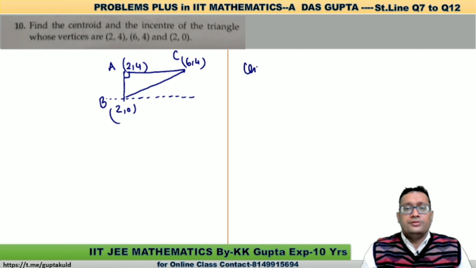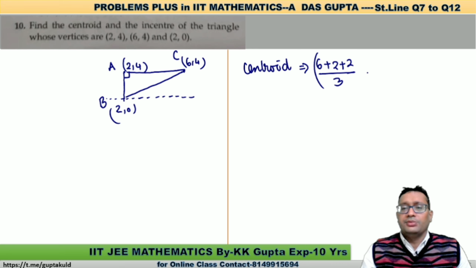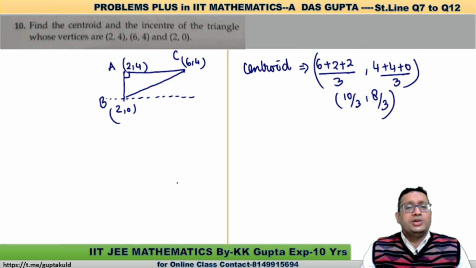So centroid means sum of all x coordinates, (6 + 2 + 2)/3, and y coordinate means (4 + 0 + 4)/3. So 10/3 and 8/3. That is the centroid. Now they are asking the incenter.